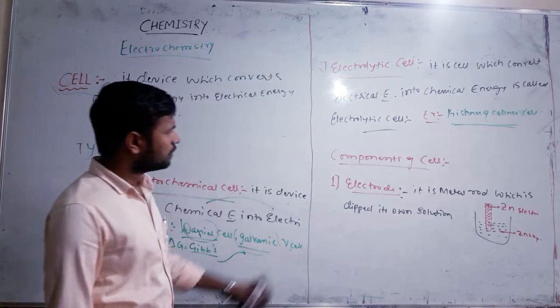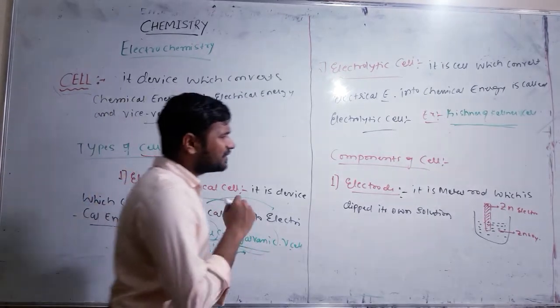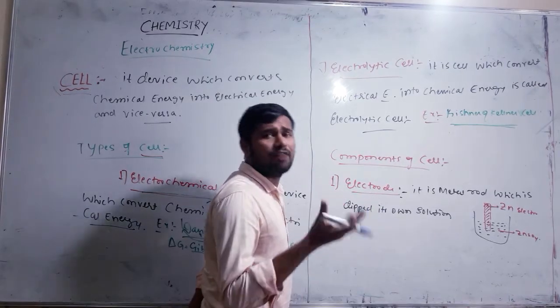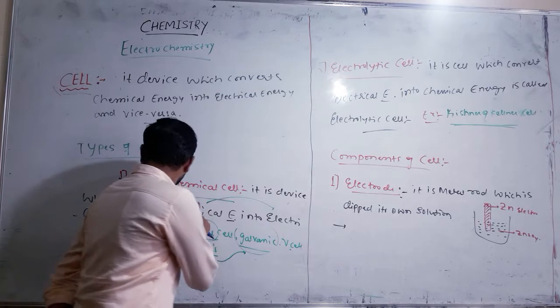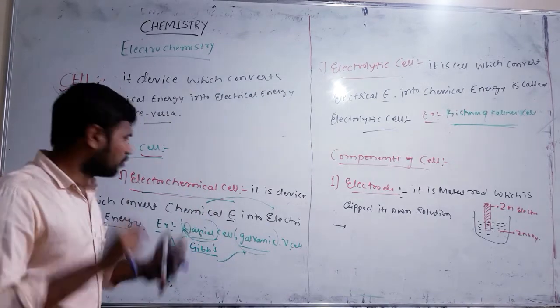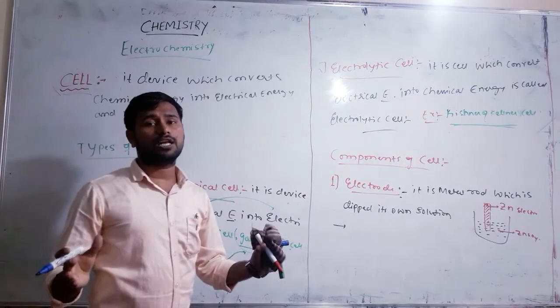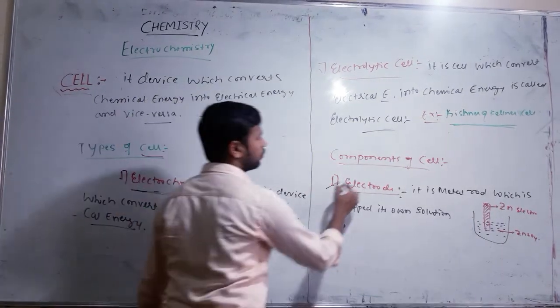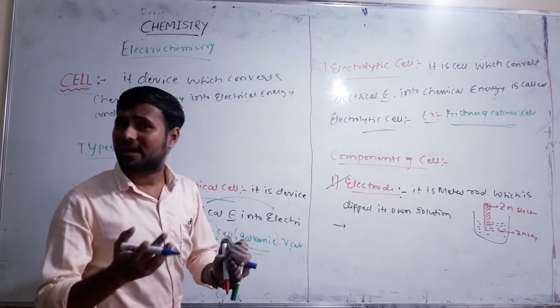Now, sir, what are you saying about electrodes? What are the electrodes? What types of electrodes do we have? Very simple. Whenever we are dealing with the cell, what happens in a cell? I will tell you about the cell, components of the cell. One important point is that in electrodes we sometimes see anode and cathode.